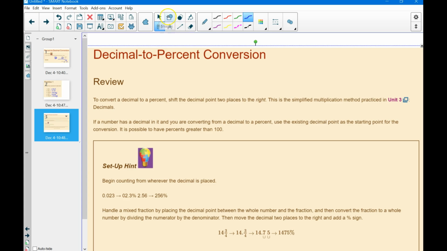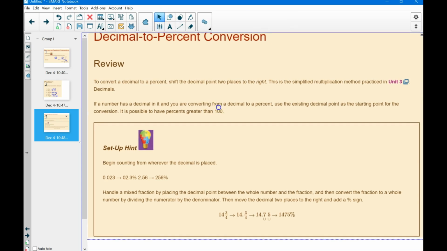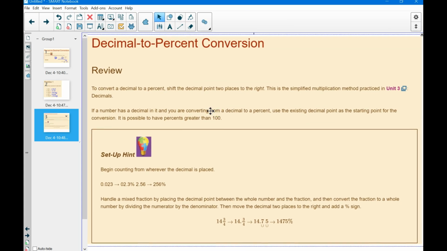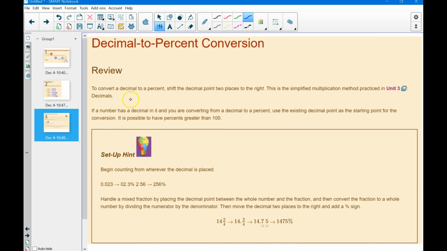Converting decimal to a percent is kind of like the opposite direction, and it looks like this. To convert a decimal to a percent, shift the decimal point 2 places to the right. So down here you'll see, this is where I showed you a minute ago, the 3/4 becomes 75. Basically 14 3/4 is actually 14.75, and moving the decimal 2 places to the right, we get 1475%.